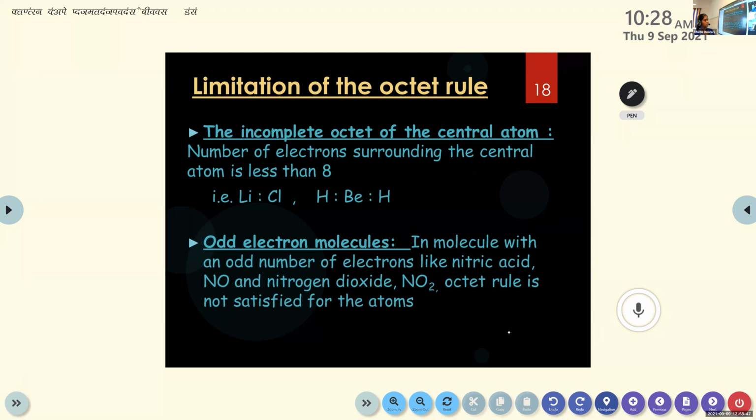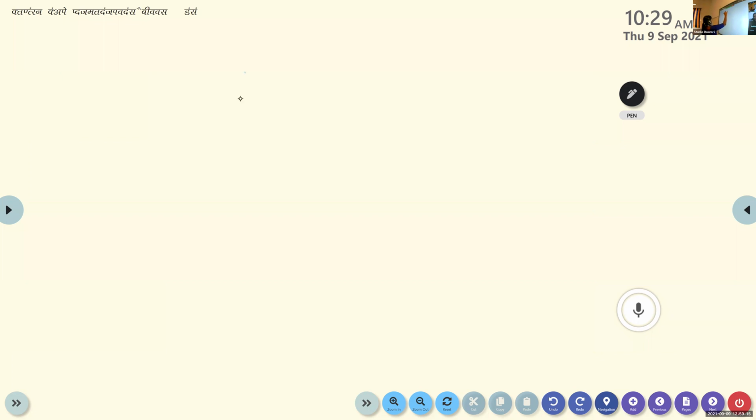Have we completed the second point? Adulya, yes or no? Finish, right? Okay. So we are moving to the example. One minute, children.